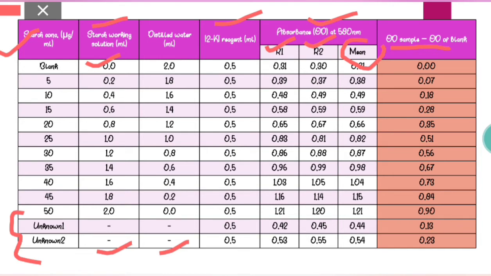Then the value in this column, the mean absorbance of both R1 and R2, we will calculate using this formula. For plotting the graph, that is the OD of the sample minus the OD of the blank. So after calculating all these values, we will plot them in the graph to get the standard curve.